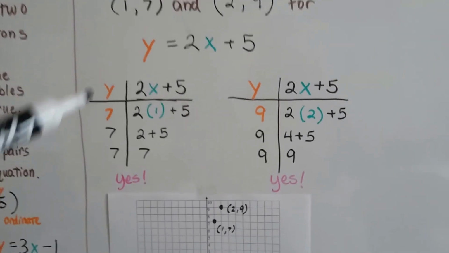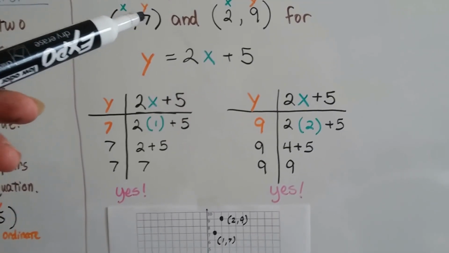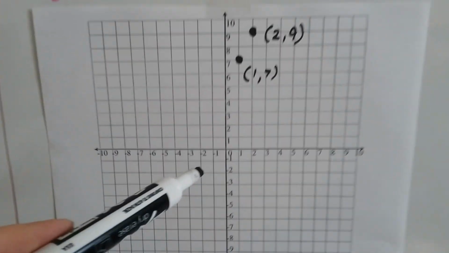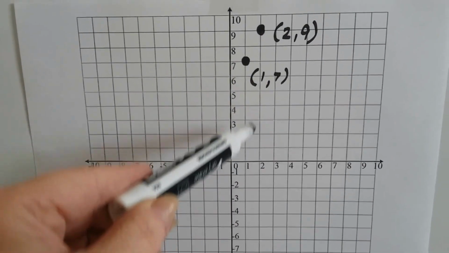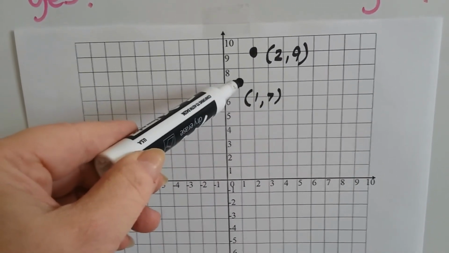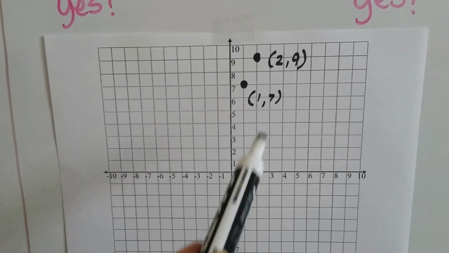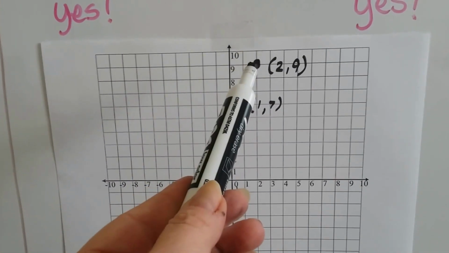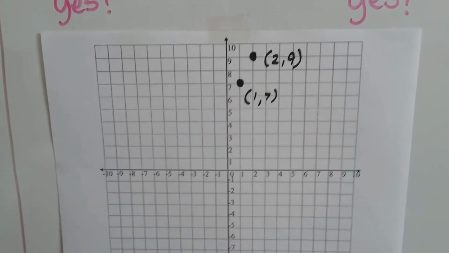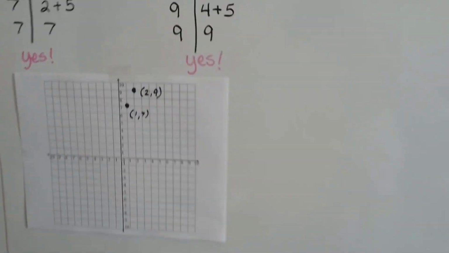And we can plot these. The 1 for x and 7 for y. Here's the 1 for x, and we meet it at the 7 for y, so we plot it right there. And here's the 2, 9. Here's 2 on the x, 9 on the y, so we plot that point right there. See? All right, let's try it one more time.